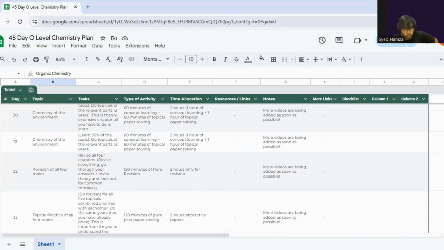Okay, then revision of all four topics till the 33rd day. Now you have done around 9 topics, and that is a very big achievement, by the way. If you follow it the right way, I am pretty sure that you guys will be able to complete this. And once you have done 9 topics, now you have done the major chunk of the syllabus. You can say that you have completed 80% of the syllabus, and that means if you have done this the right way, you're already standing at an A grade. I'm pretty sure about that.